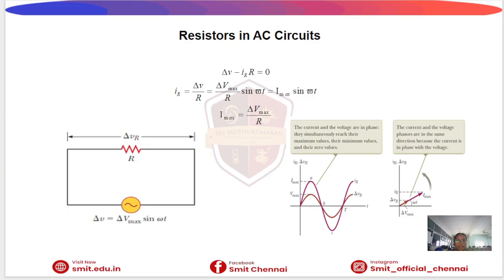So, ΔV minus IR is equal to 0. According to Ohm's law, I is equal to V divided by R. Here, the voltage is changing with time. So, ΔV divided by R is equal to ΔV max sin ωt divided by R. We know that ΔV divided by R is directly proportional to current. So ΔV max is directly proportional to I max, giving I max sin ωt.